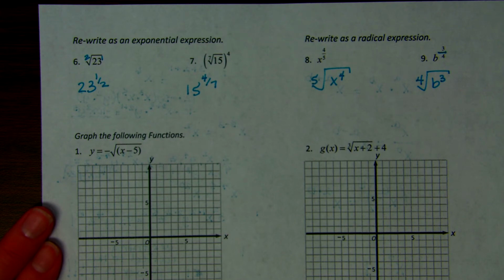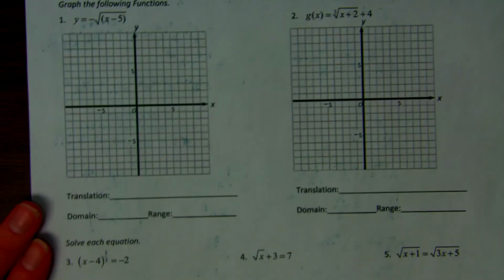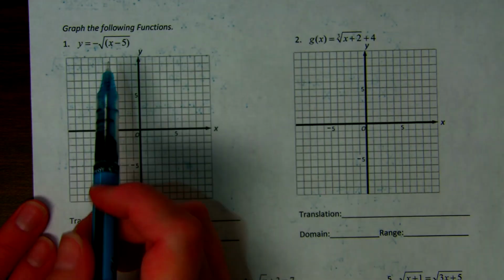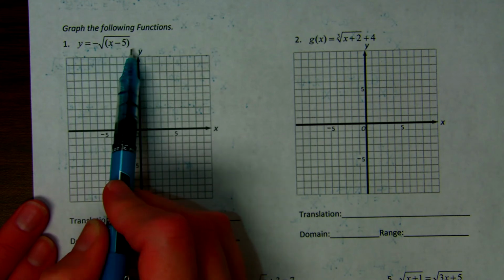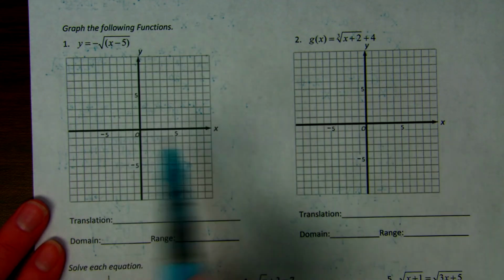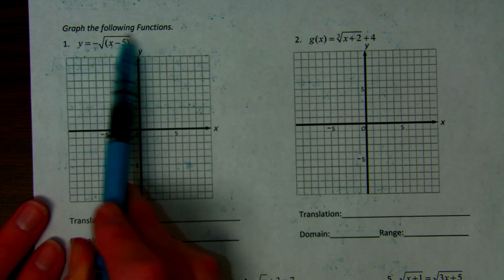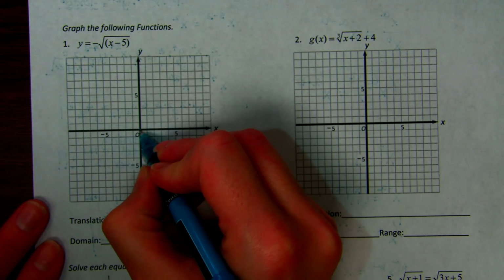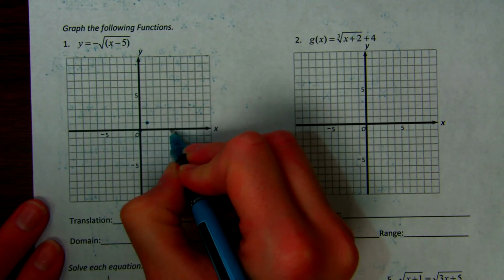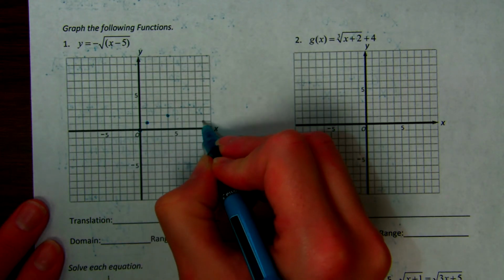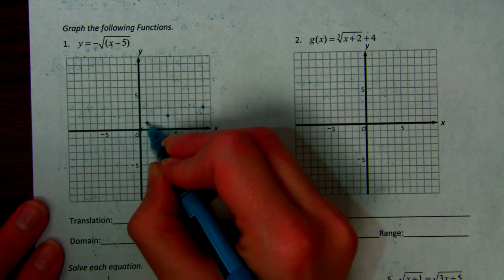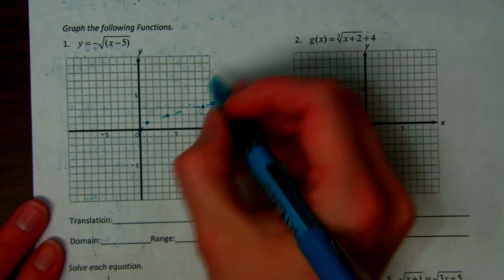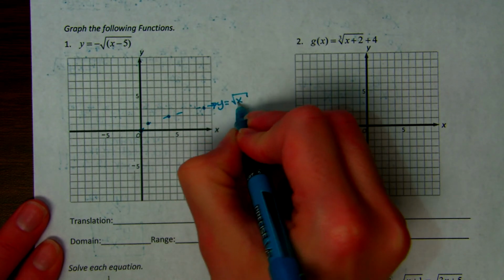All right, let's talk about graphing radical expressions and then solving radical equations. All right, so right here, y equals negative square root of x minus 5. This is a square root function. The parent function for that is centered at 0, 0, goes through 1, 1, and 4, 2, and 9, 3. The dashed line is the parent function. This is y equals square root of x.